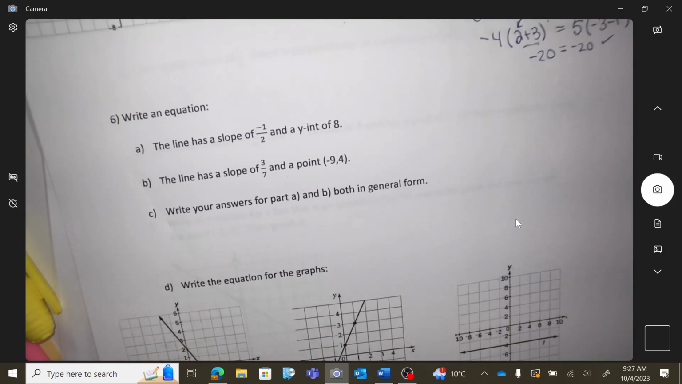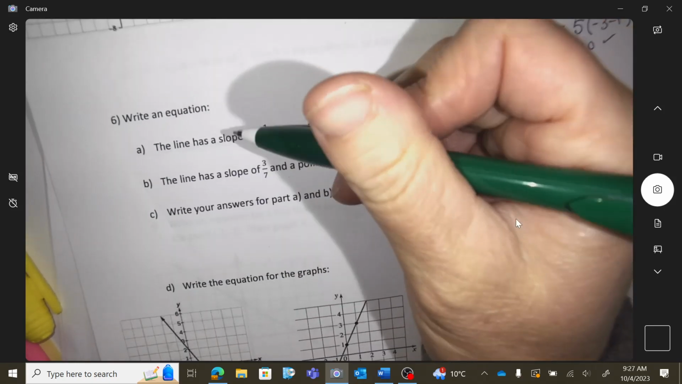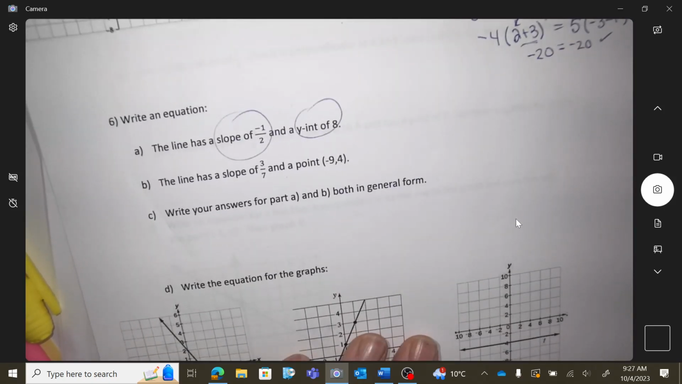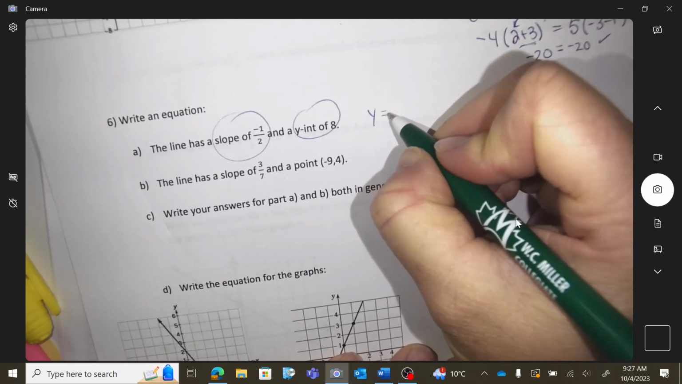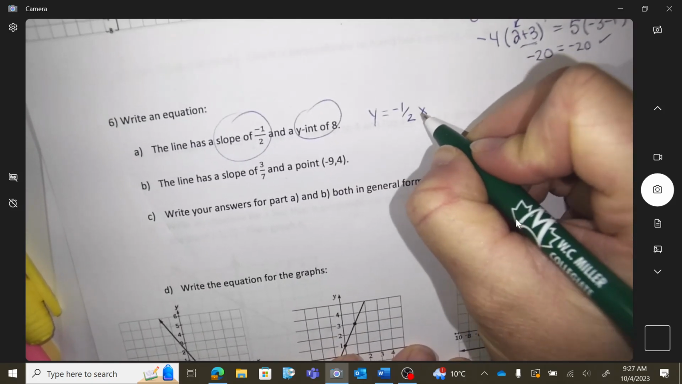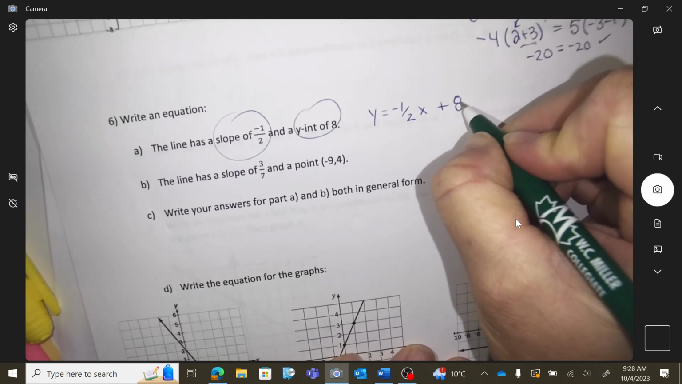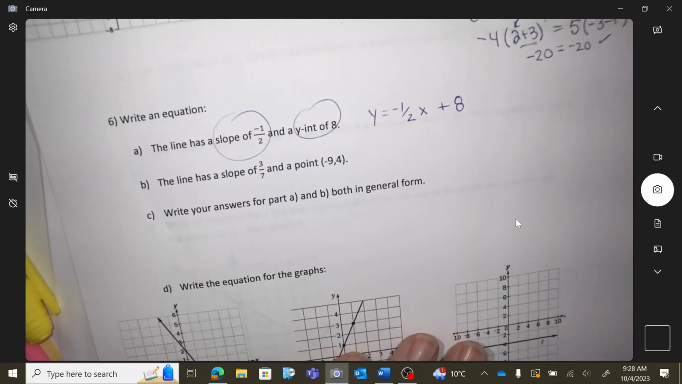Okay, writing equations. So the first one, I give you a slope and a y-intercept. So if you were to write me an equation, you would be picking y equals mx plus b. Y equals mx plus b. So that's all I want for that one.